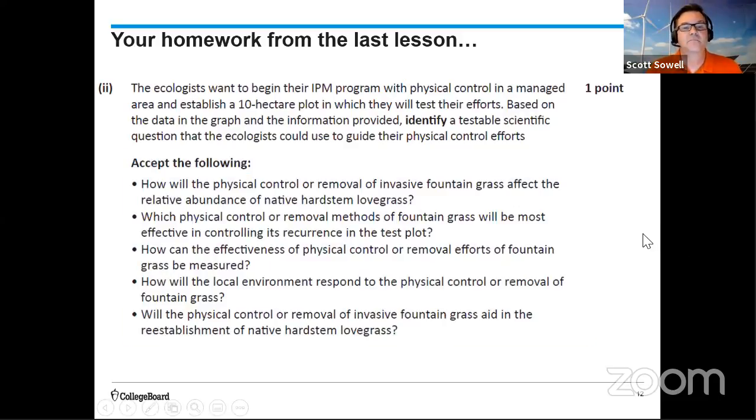So they could ask, how will the physical control or removal of invasive fountain grass affect the relative abundance of native hardstem lovegrass? Maybe down here, how will the local environment respond to the physical control or removal of fountain grass? So when you're trying to identify a testable question, remember it's ideally both the independent and dependent variables are reflected in the question. And then the way those variables are described, you can clearly see how they could be quantified or what kind of data collection you might make for both of those.